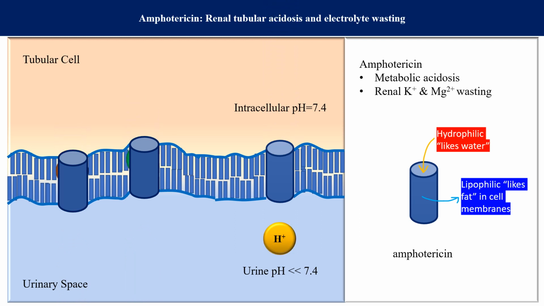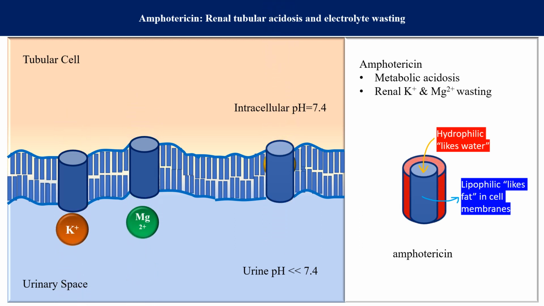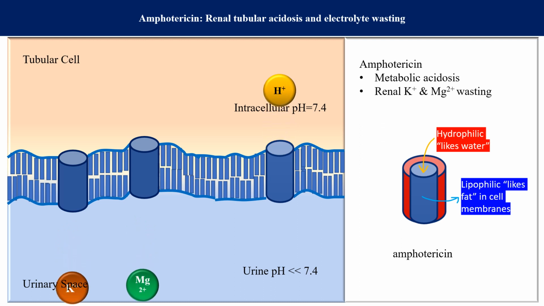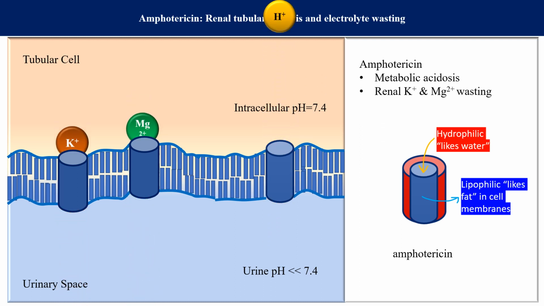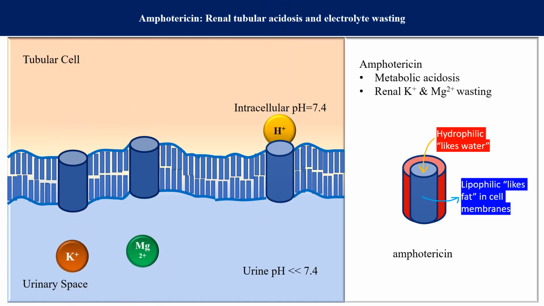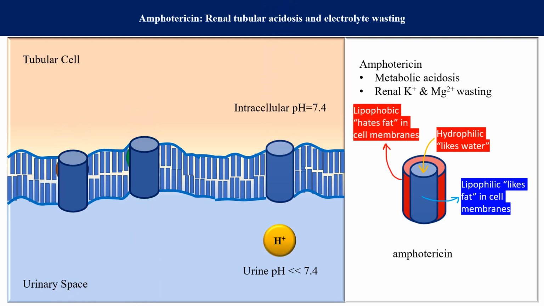In an effort to minimize the development of metabolic acidosis and electrolyte wasting with the use of amphotericin, pharmaceutical companies have developed a formulation of amphotericin where the outside of the molecule is coated to turn the molecule lipophobic, thereby preventing it from self-inserting into tubular membranes to cause metabolic acidosis and electrolyte wasting. This form of amphotericin is called liposomal amphotericin.